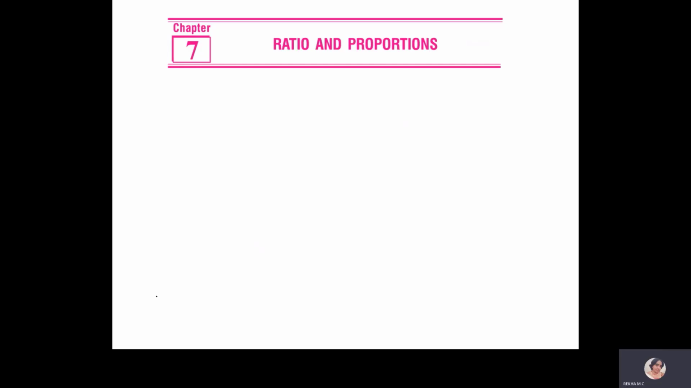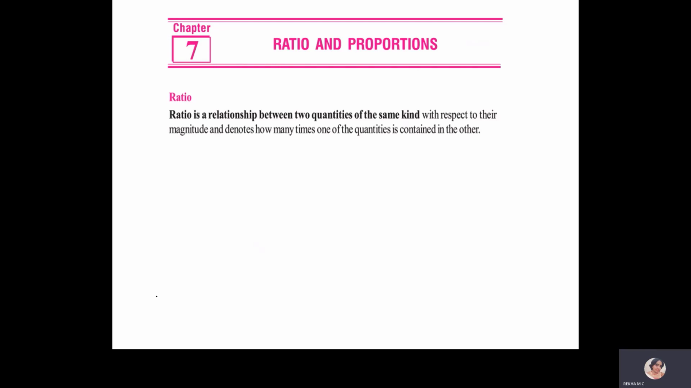Namaste everyone. Today we shall discuss chapter 7, that is ratio and proportions. We find a wide range of applications of ratio and proportions in various branches of science, especially in physics, chemistry, mathematics, etc. Real life applications of ratio and proportions are numerous. Before going to the sums, let me define what ratio and proportion are, and we'll discuss the properties of ratio and proportion. Chapter 7, Ratio and Proportions.